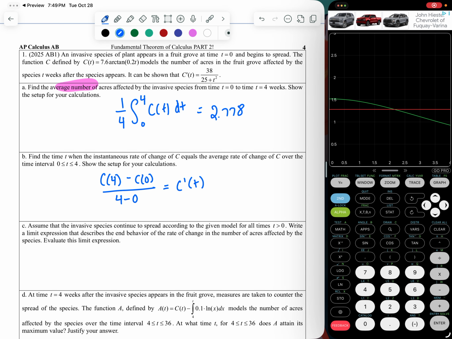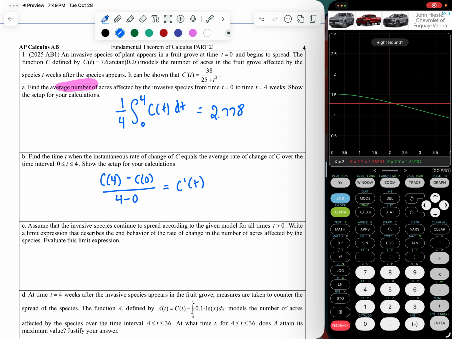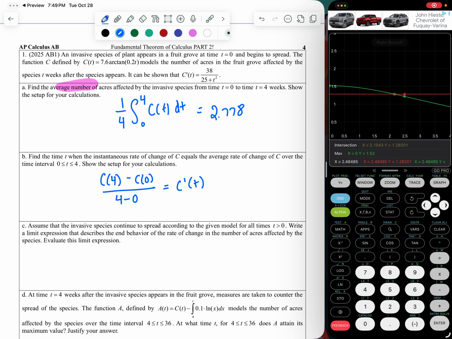Okay, so then we want to find the intersection here. So we're going to do second calc, intersection, find your left bound, find your right bound, get that intersection, and it looks like it's 2.1543. Of course, this calculator is a little bit more advanced, but you'll see that it's just t is equal to 2.1543.